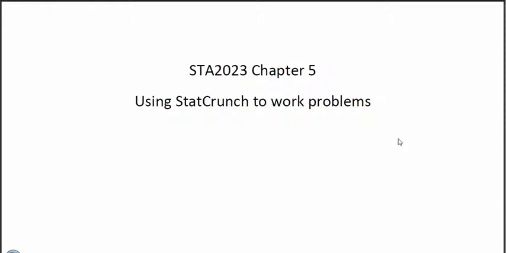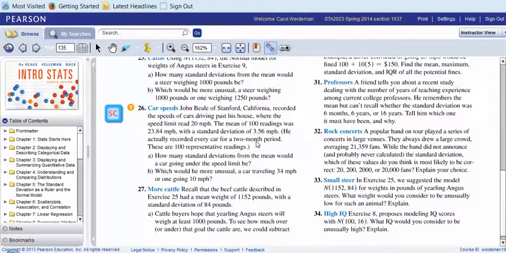I'm going to show you how to use StatCrunch to work some problems from Chapter 5. And I'm going to use some problems from the ebook, which you can find in my Stat Lab. And the first problem I'm going to work on is problem 26.